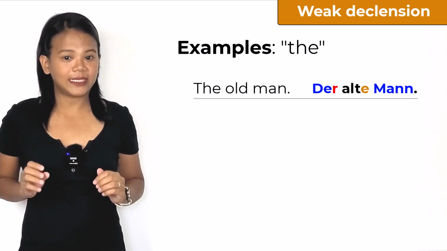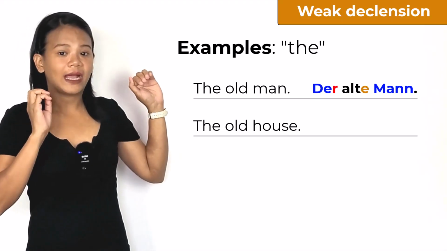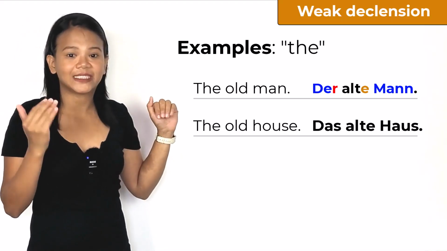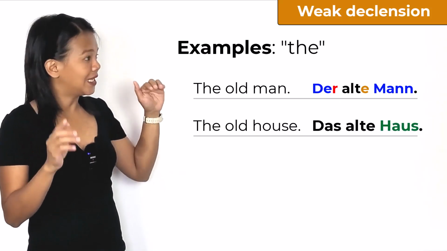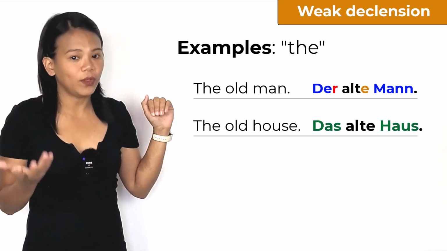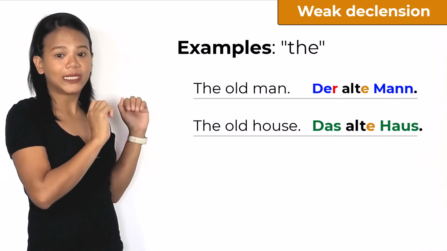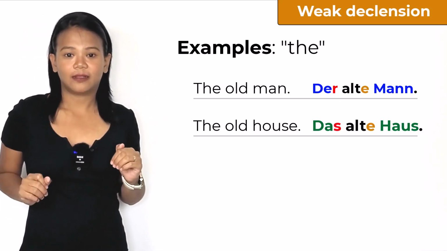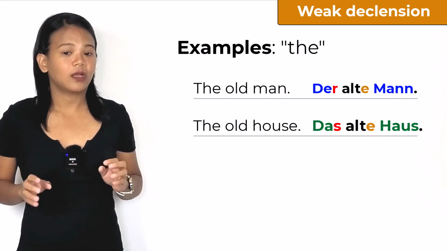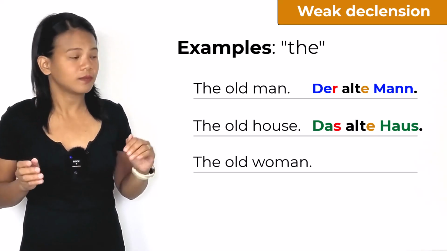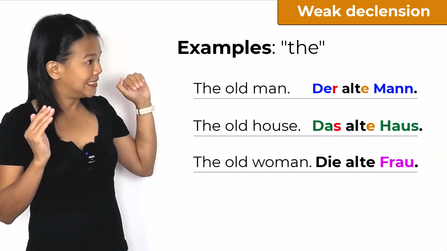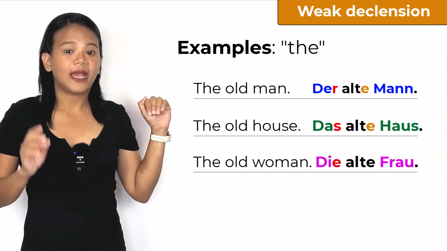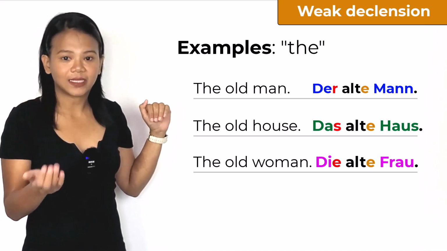Another example is the old house. We say das alte Haus. The noun house is neuter, so we use das. And we again add E to the adjective alt. Another example, the old woman. Die alte Frau. Frau is feminine, so we use die. And we add E to alt.